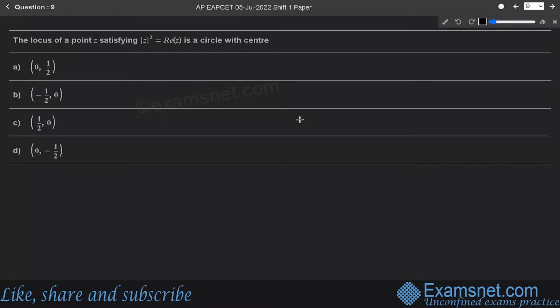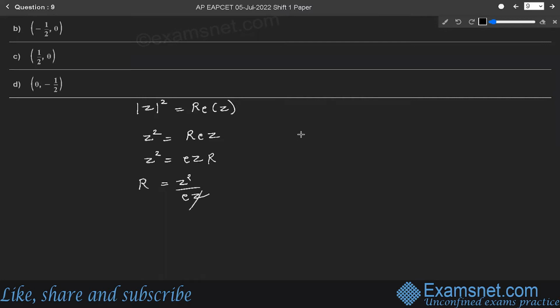Next question: the locus of a point z satisfying mod z squared is equal to Re z is a circle with center. See, this equation can be written as mod z squared means z z conjugate. So z z conjugate is equal to Re z, or we can write z z conjugate is equal to Re z.